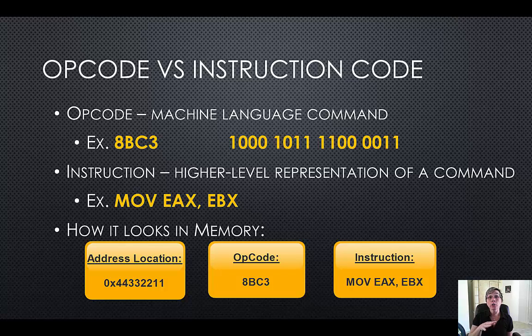So as you can see, if you were to look at this in memory, you'd have some memory address location. I've randomly assigned it as 44332211. You'd have an opcode available there, which is our 8BC3, but then we would probably read the assembly instruction, which is the move EAX, EBX. And that's what we were looking at also in the demo for part one, when we did our disassemble and we actually changed the flavor to be Intel.